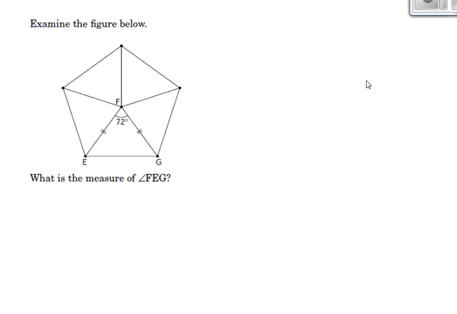Examine the figure below. Okay, what do we see? I see a 5-sided figure, and there is an isosceles triangle in it. It says, what is the measure of angle FEG? So I want to know the measure of this angle right here. I like to highlight that in red. So how am I going to find that?